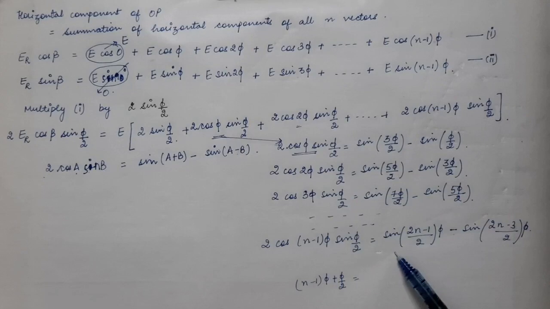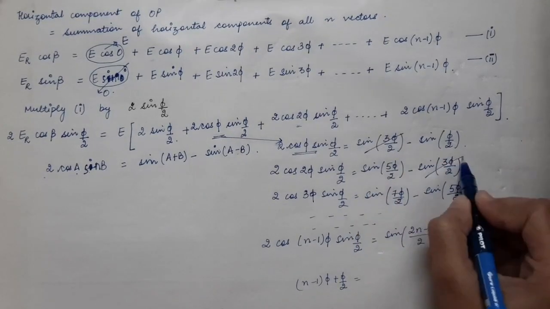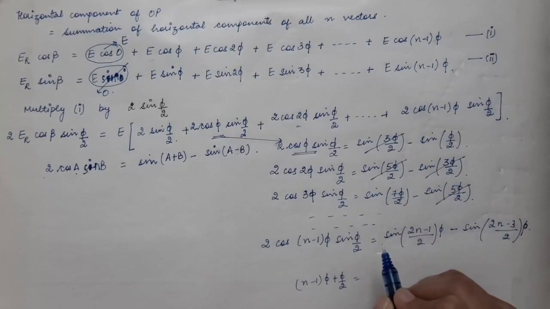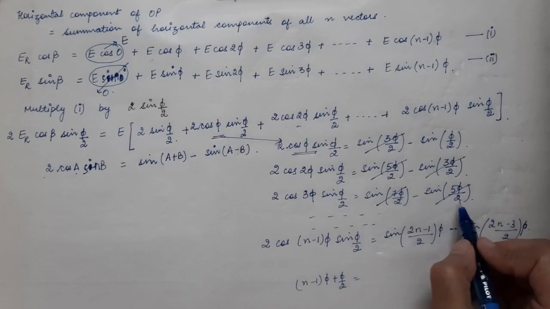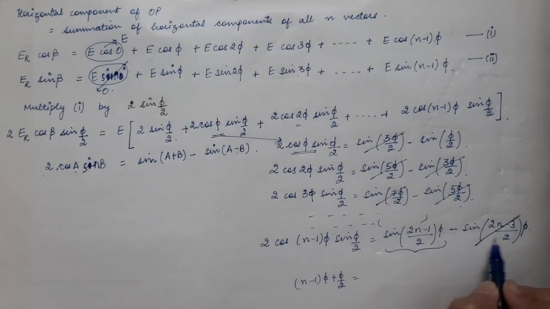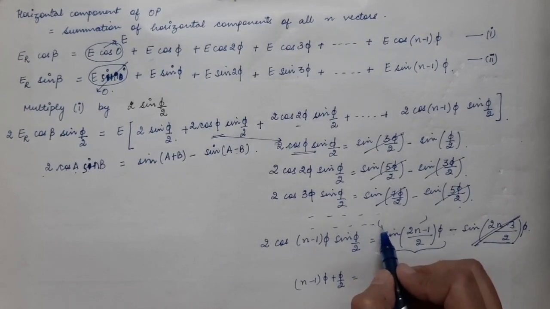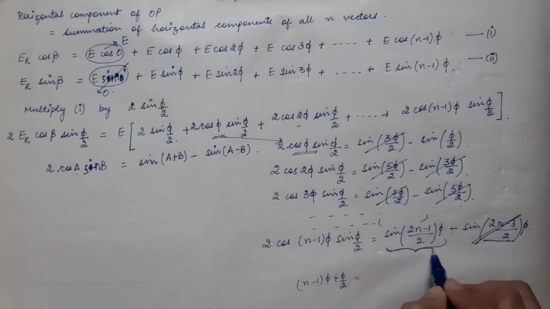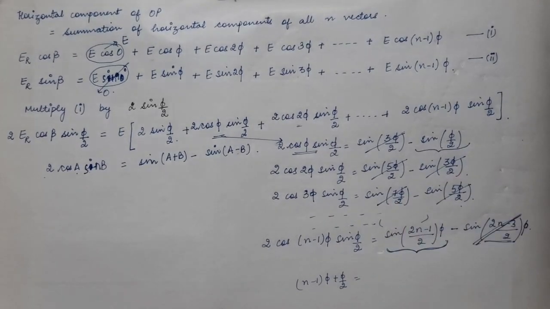Now when you will do summation of these terms, you will see sine 3 phi by 2 will cancel with minus sine 3 phi by 2. Then sine phi by 2 will cancel with minus sine phi by 2. Similarly, sine 7 phi by 2 will cancel with minus sine 7 phi by 2 in the next term. So this last term, the negative sign of this particular term, will cancel with the term in the previous equation, and only this term will remain as it is and this term will remain as it is.